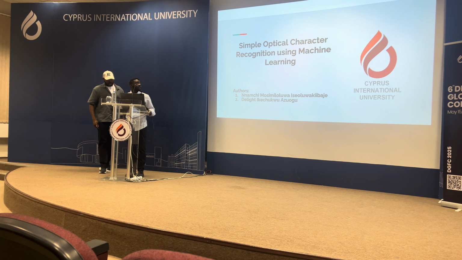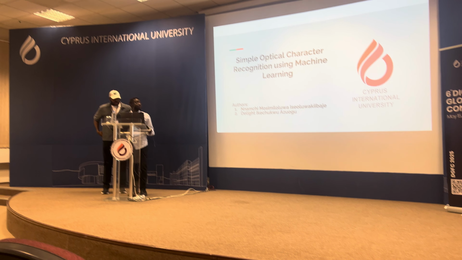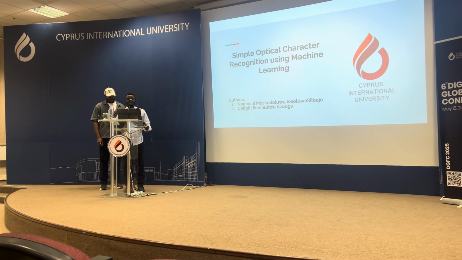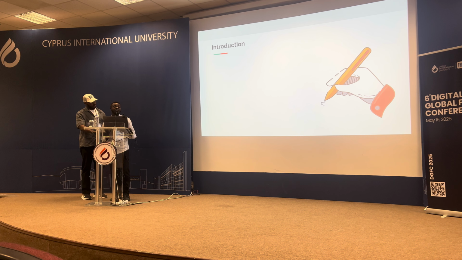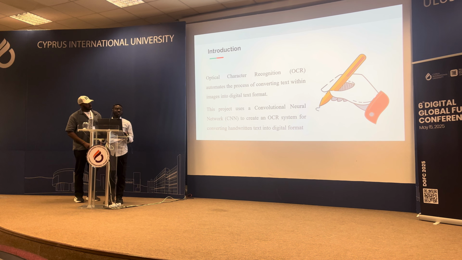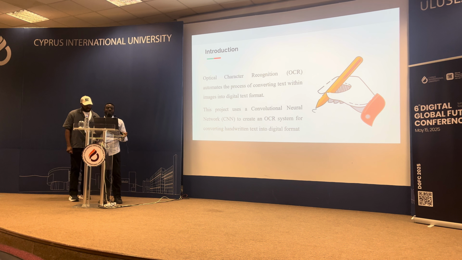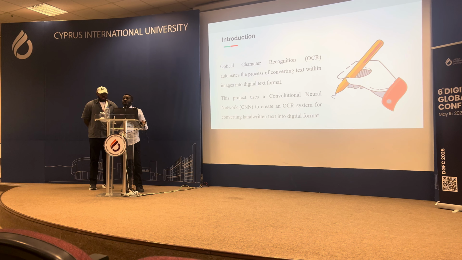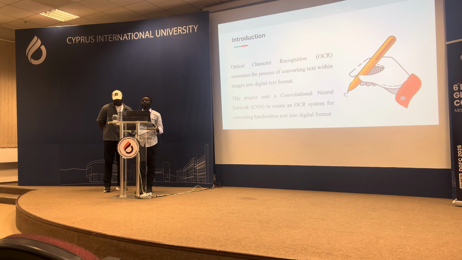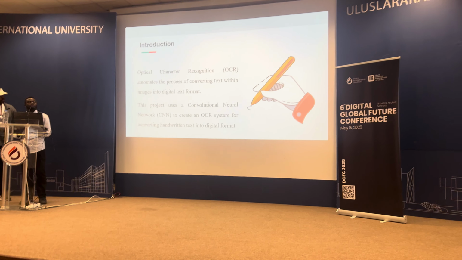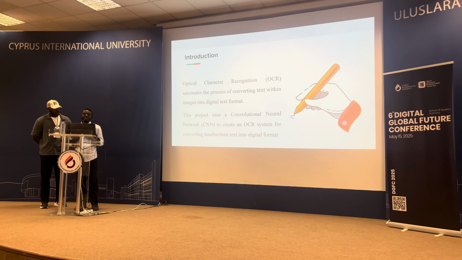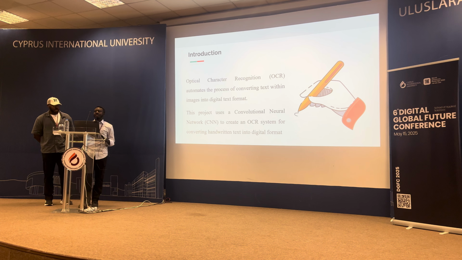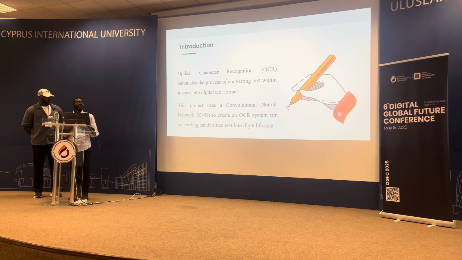Good afternoon, everybody. Today we're going to be talking about simple optical character recognition using machine learning. I would like to say that optical character recognition is widely used in the society of today. For example, in the educational sector, when objective sheets are being marked, lecturers can take the objective sheet and pass it through an OCR machine and it marks it very accurately and fast.